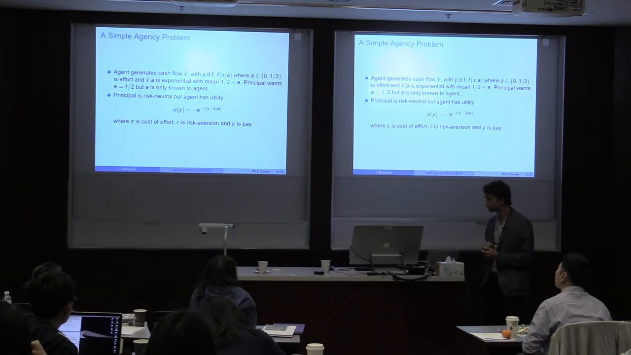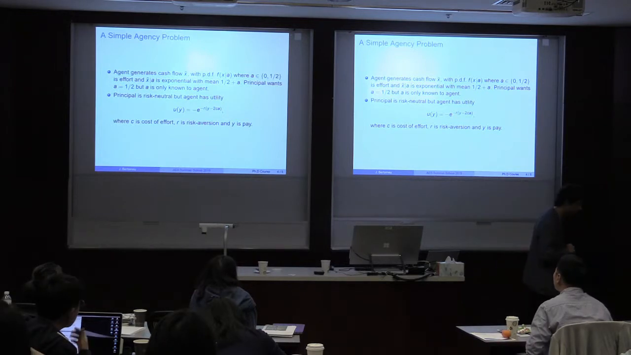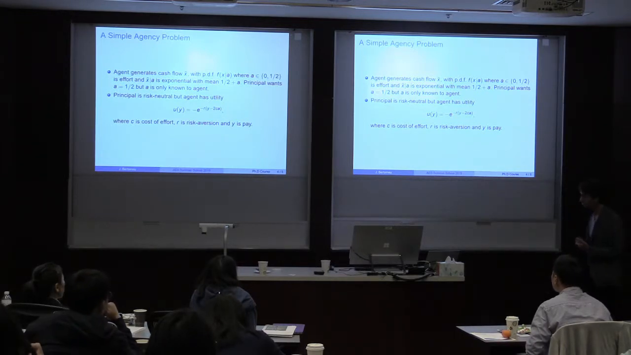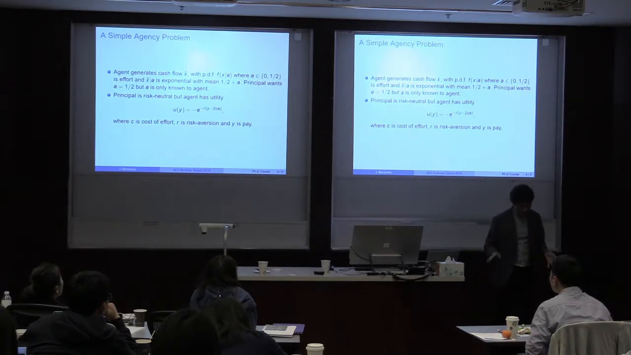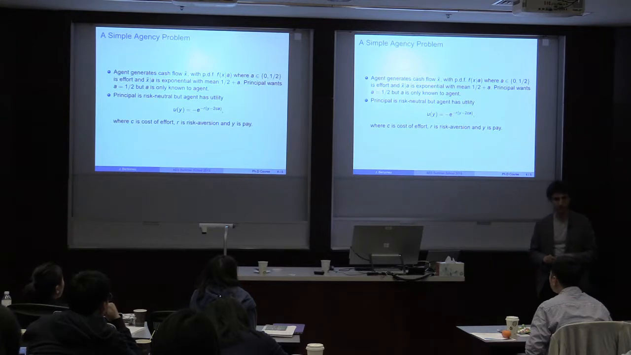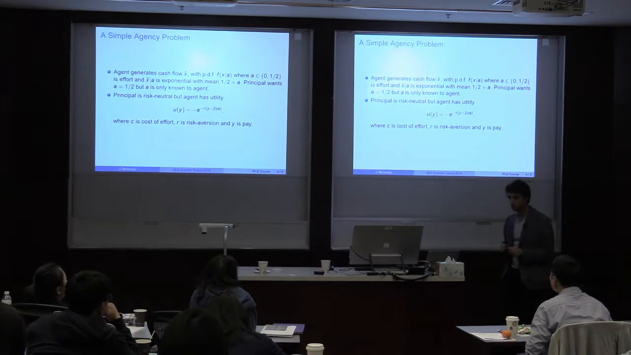So let's begin with a description of this agency problem. There is a cash flow. Let's call it X tilde. And this cash flow has a PDF. And we're going to say that the PDF is f(X | A), A being effort. Let's normalize the effort, and you'll see why I call it 1/2.